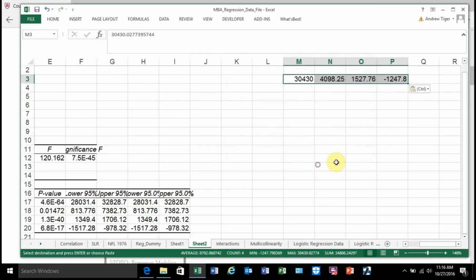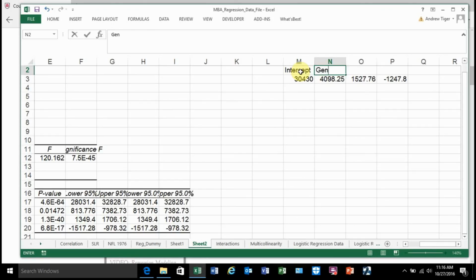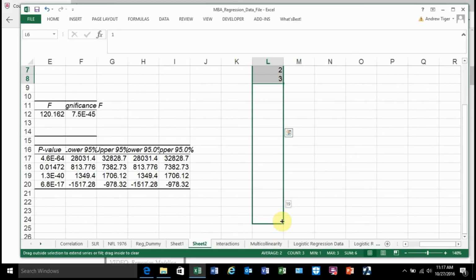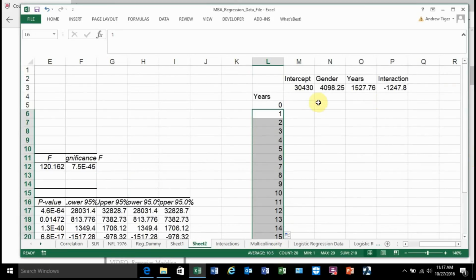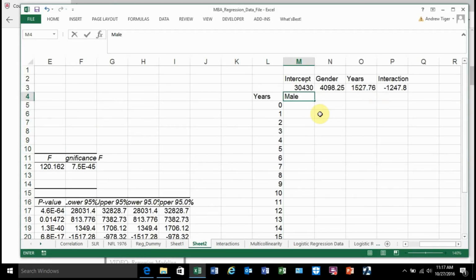Turn them sideways. So this is the intercept. This is gender. Wait, is that right? Yeah, gender. This is years, and this is the interaction. And then I'm going to look at 0, 1, 2, 3. These are going to be years. Let's go out 20 or so years. And let's look at a guy's salary, and let's look at a girl's salary.